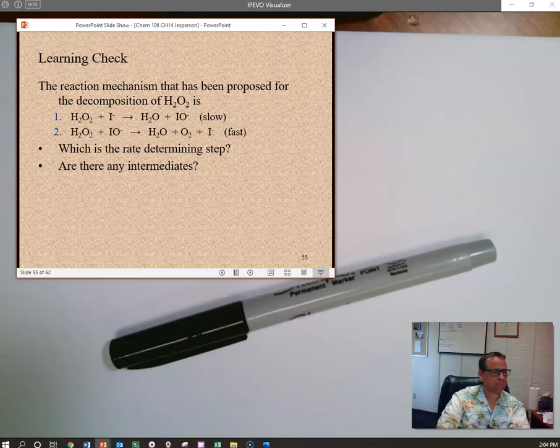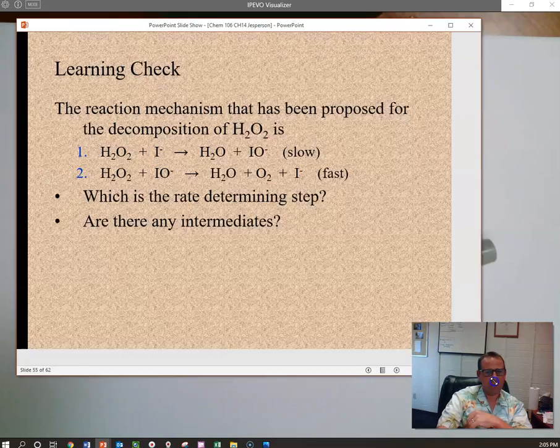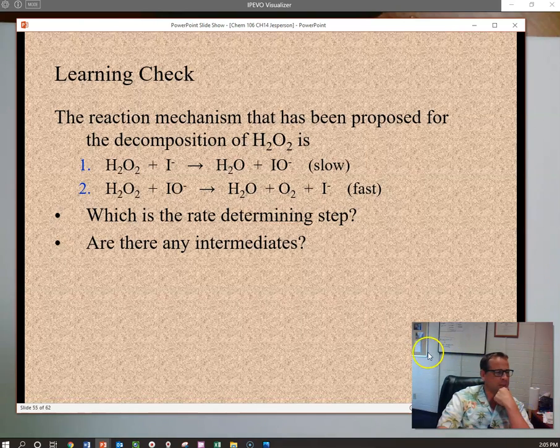Is it the IO minus? The IO minus. Now, how are you going to be able to pick out the intermediate when it comes time in the exam? How did you do that? Well, if I'm going to be honest, I just remembered it was the IO minus from last class.